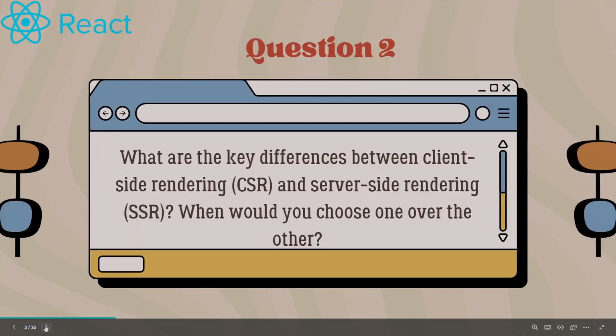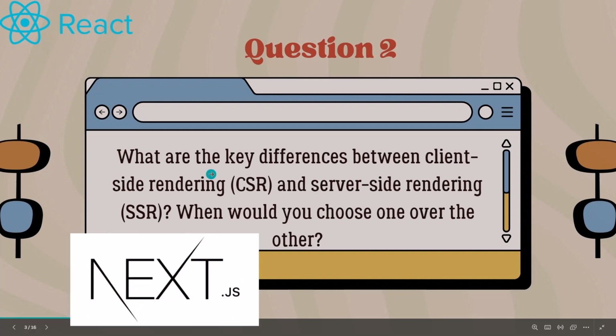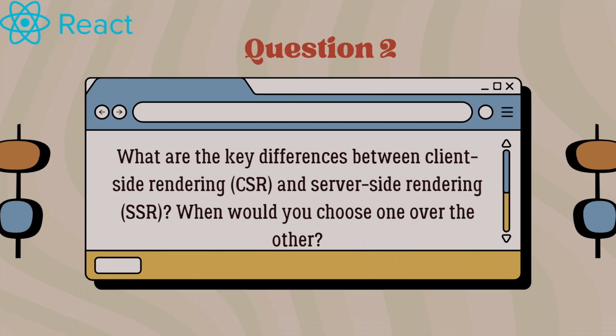related to CSR and SSR. So right now Next.js is gaining so much popularity, like React.js, so you should be aware of it. What exactly is the difference between client side rendering and server side rendering, and according to that understanding, just give the explanation about when would you choose one over the other.